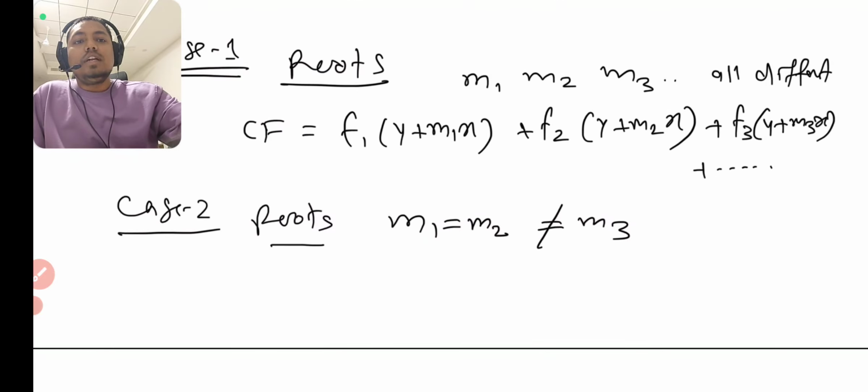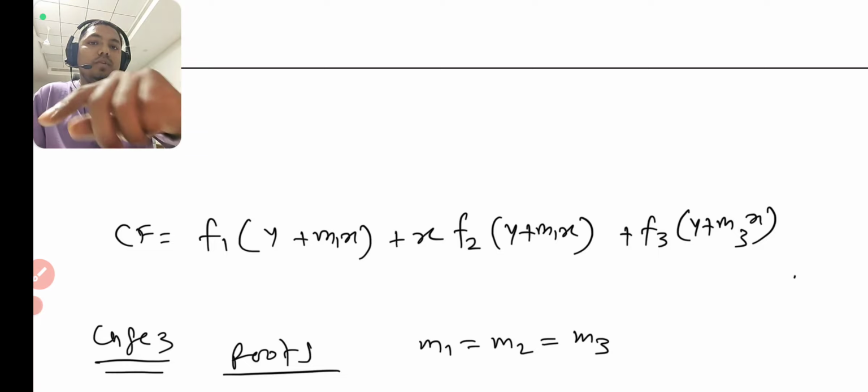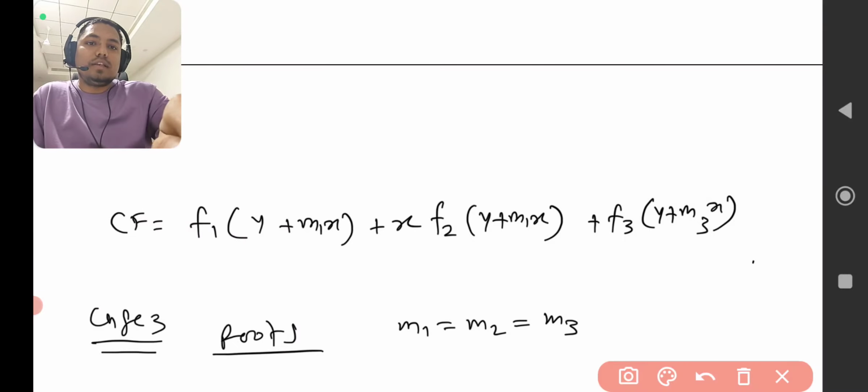Now case 2, where roots are not all equal. Case 3 I have considered where all the roots are equal, but in case 2, suppose m1 is equal to m2 but they are not equal to m3, which is a separate root. For example, m1 is equal to 1, m2 is equal to 1, m3 is equal to 2. This kind of roots you'll of course get in a cubic equation. So in that case, how will you write your answer? You will write your answer like this.